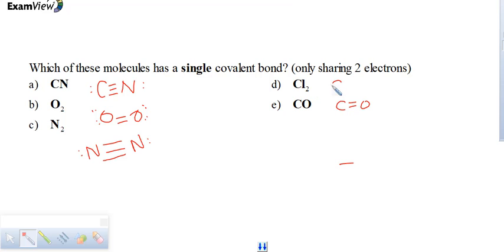The only single bond for sure is this chlorine bond here. Because remember, chlorine has 7 valence electrons. And so 7 valence electrons, 1, 2, 3, 4, 5, 6, 7. So chlorine only needs to share 2 electrons to make a single covalent bond. So clearly this is the answer right here.